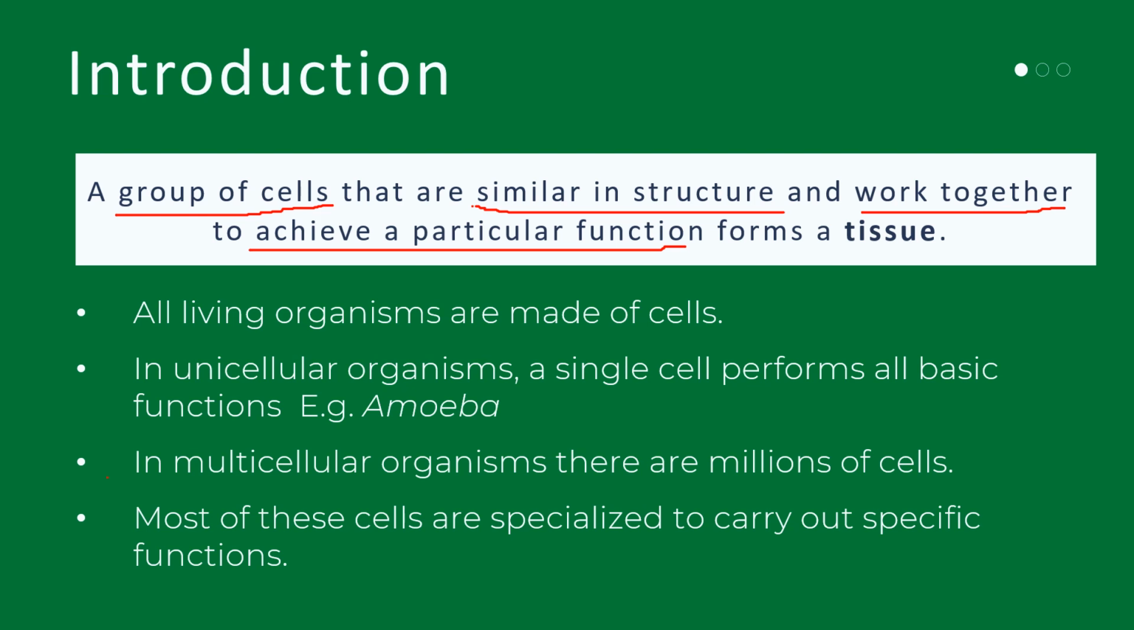In a unicellular organism, a single cell will perform all the basic functions. Like in amoeba, digestion, excretion, respiration, it is all performed by a single cell, because that is the whole organism. But in a multicellular organism, there are many cells, actually millions of cells. Most of these cells are specialized to carry out specific functions. Now all the cells do not have to do everything. There are specific cells for specific functions. So specialization and division of labor has taken place in multicellular organisms.